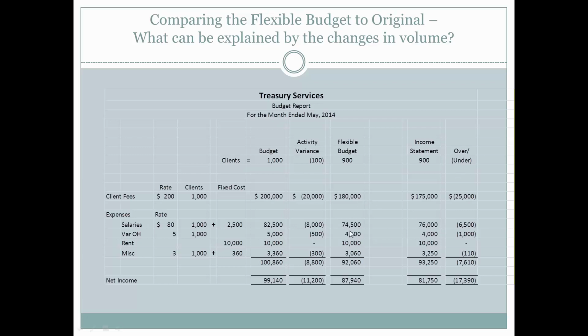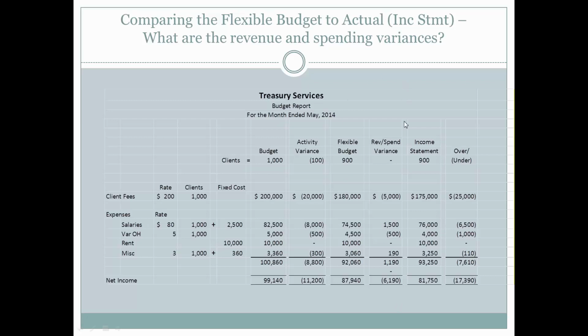So now we've explained 8,000 out of the 6,500, 20,000 out of the 25,000, 500 out of the 1,000, and 300 out of the 110,000. Well, obviously there's an additional missing component that we need to look at, and that's going to be the revenue and spending variances. So now we've explained everything associated with the change in activity. So now let's look at the rest of it.